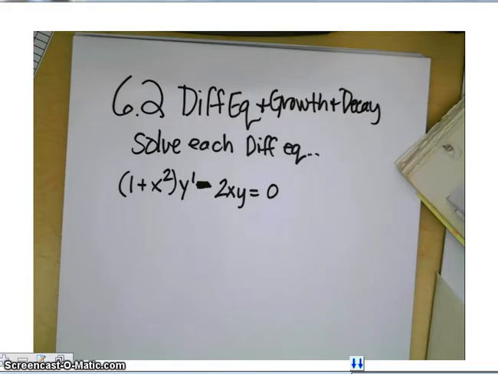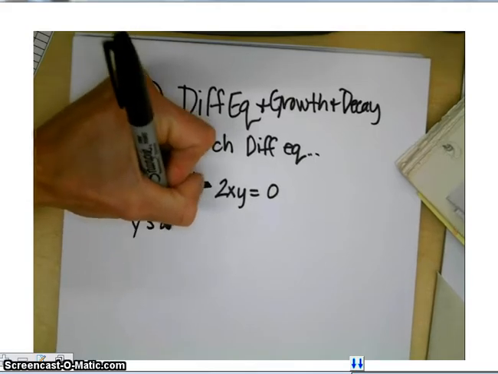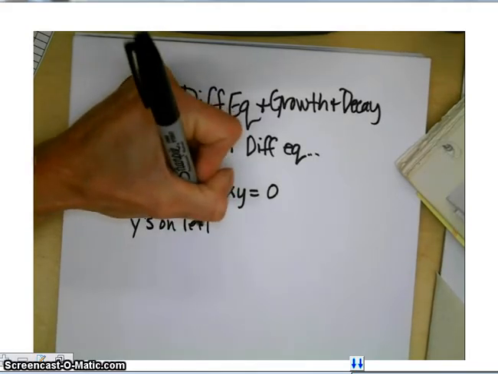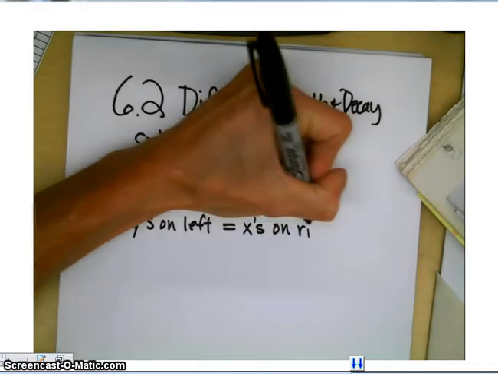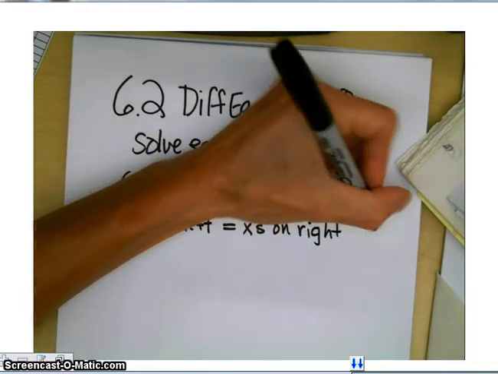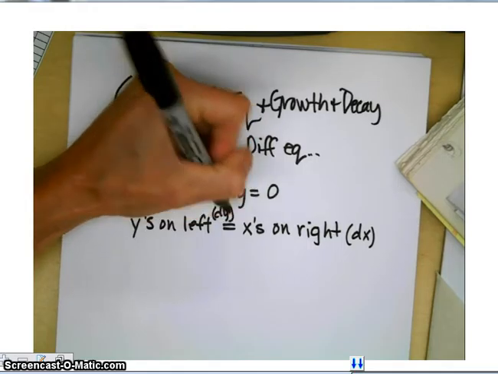These are basically called separable differential equations because you can separate the x's from the y's, and your strategy on these every single time is going to be to get the y's on the left and the x's on the right. At the end you should have your dx here, and on the end your dy here.